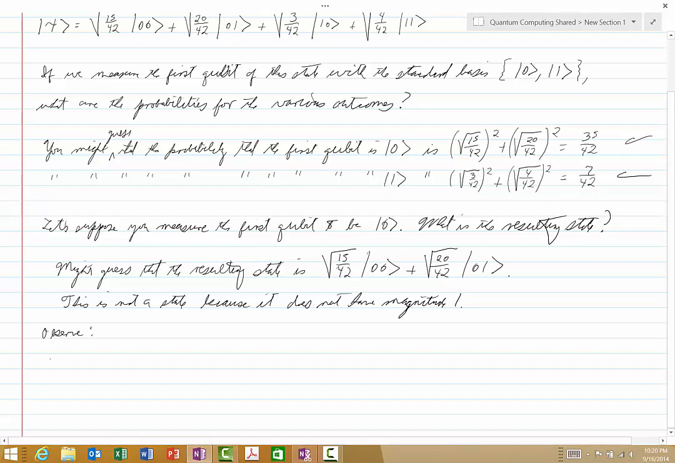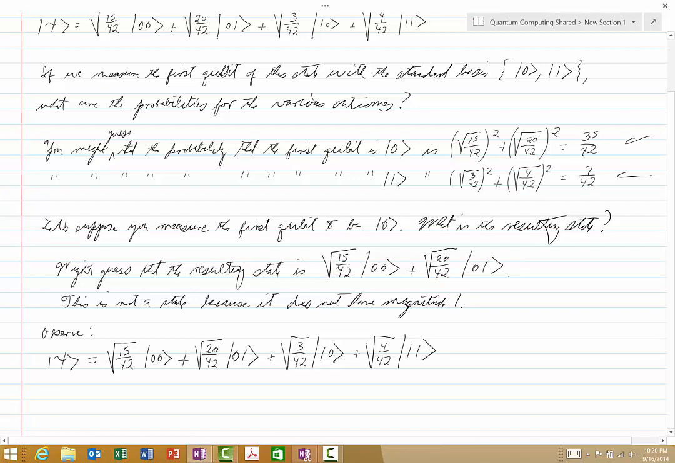Okay, first of all, we're going to write down C once again: the square root of 15 over 42 |00⟩, plus the square root of 20 over 42 |01⟩, plus the square root of 3 over 42 |10⟩, plus the square root of 4 over 42 |11⟩.